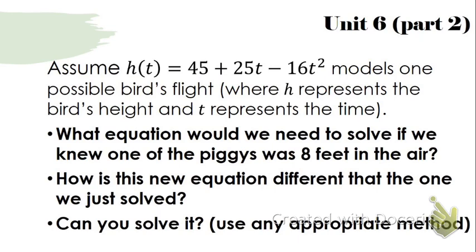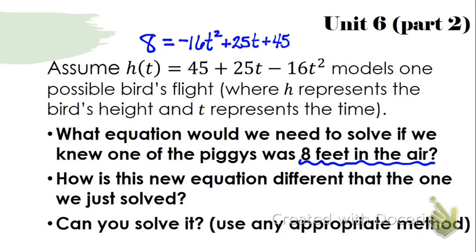How would I write this equation so that I could solve it if I knew that one of the piggies was 8 feet in the air? We would substitute it for the height. So what would it look like? You're absolutely correct. 8 equals, you could switch around the numbers if you want, but negative 16t squared plus 25t, plus 45. Is it plus 25? Yep, because it's a negative. And then plus 45. Yep, this is what we would solve.